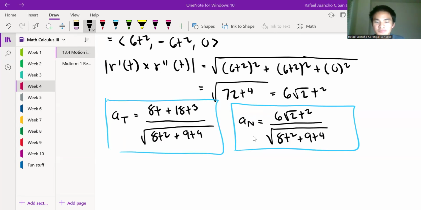That's pretty much it for the tangential and normal components of acceleration that we have to consider. And yeah, I hope you guys enjoyed, and I'll see you all in the next one.